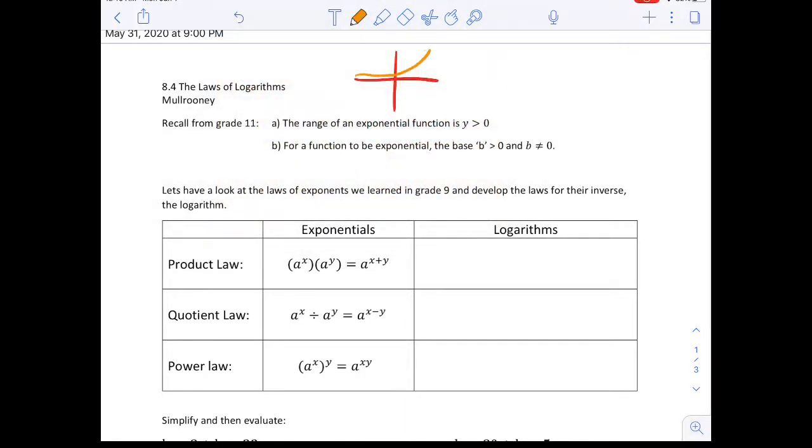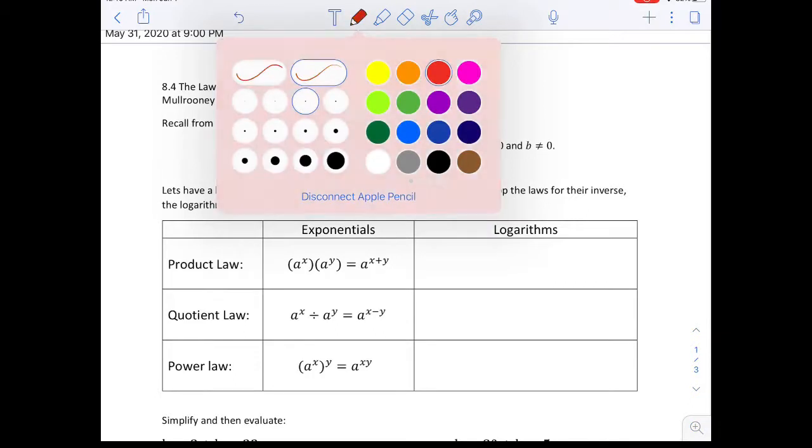where they're always above the y-axis. So if I was to write the equation for that, y is equal to, let's say, a to the power of x. We know that the y values are always going to be greater than 0, and that's what it says here. The range of the exponential function is y is greater than 0. So how does that relate to when it's written in log form?